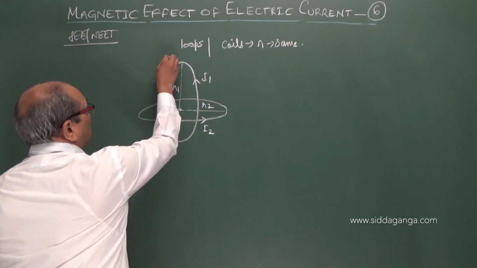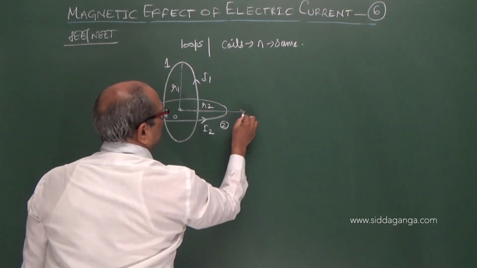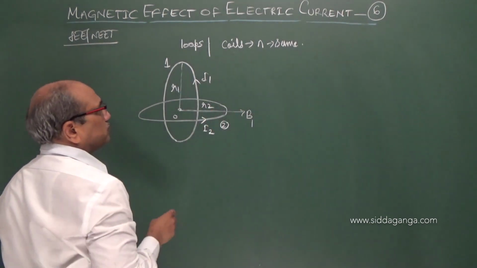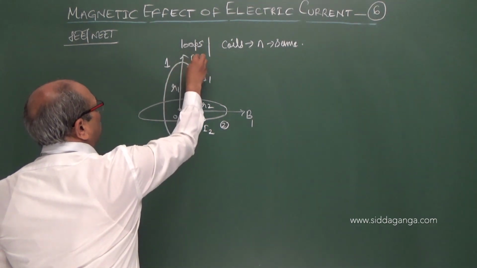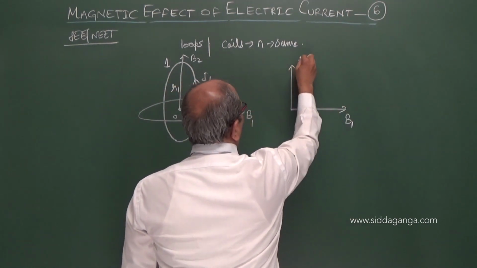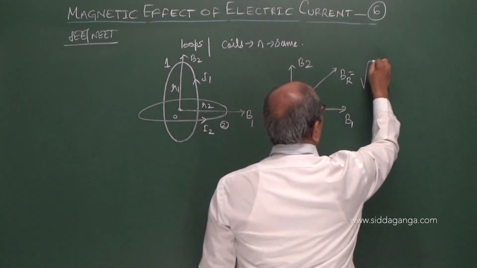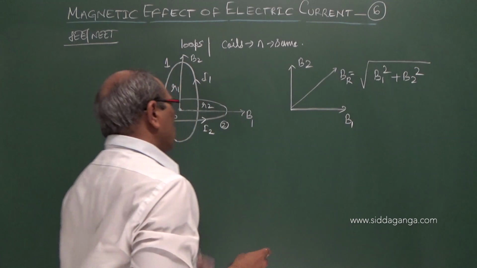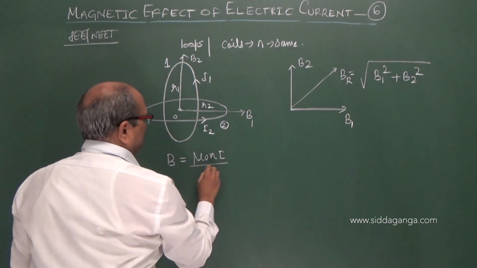Now you see the vertical loop. If I call this loop 1 and this loop 2, this is able to produce the field along the plane of the second coil. That is B1. And again you see, according to the rule, B2 is obtained. These two, B1 and B2, are perpendicular to each other. The resultant is BR, which can be obtained as the root of B1 square plus B2 square. The formula for B1 or B2, the general equation, I write as mu naught N I by 2R.